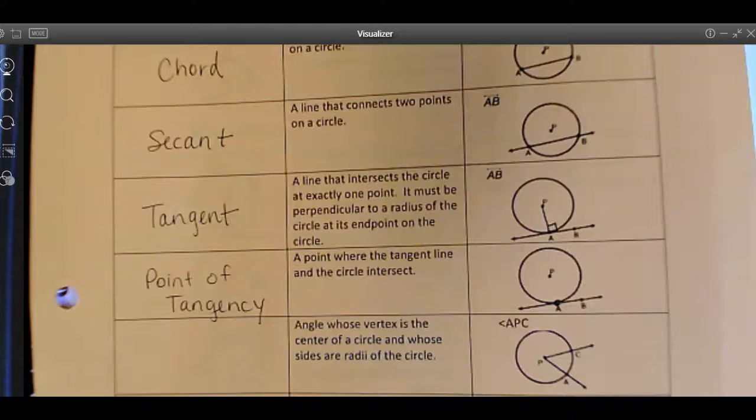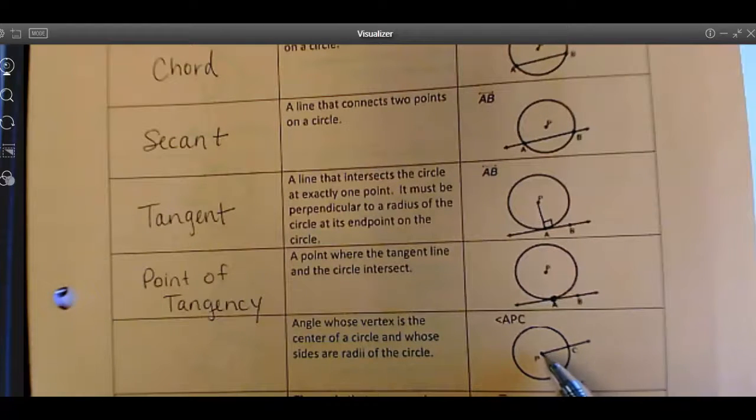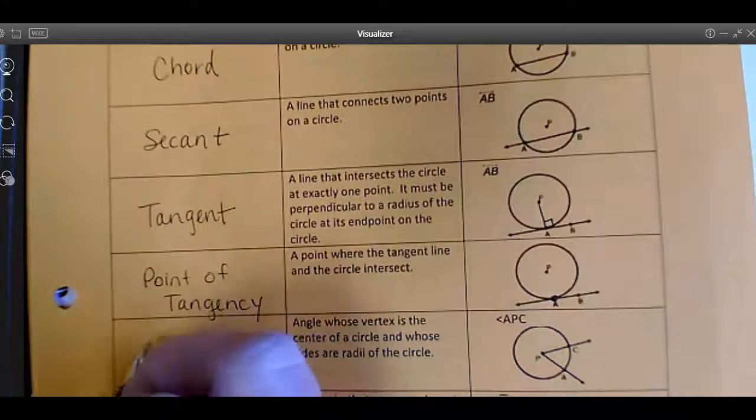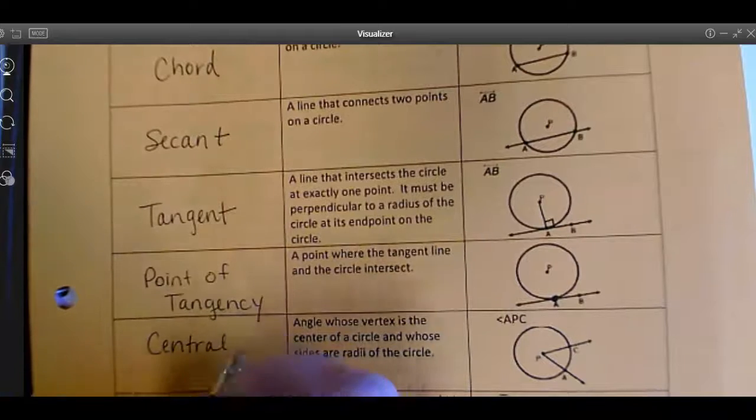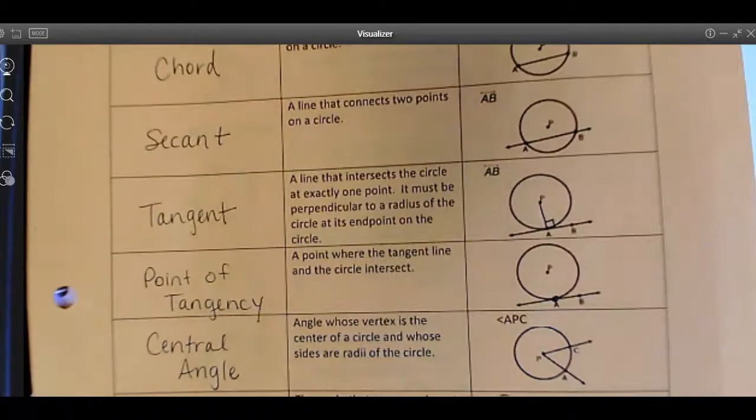Okay, next it says angle whose vertex is the center of the circle and whose sides are the radii of the circle. So the vertex is at the center. That means that the pointy part, the part where the angle is, that's at the center. And we connect 2 radii. So it has to be radiuses that connect it. This is called the central angle. You're going to be looking a lot at angles, especially tomorrow. And the fact that it's coming from the center is important. So coming from the center, that's the central angle.